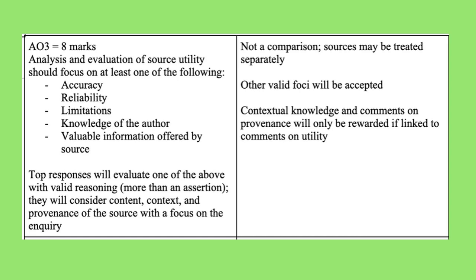In order to make that judgment, you might focus on one of these things: how accurate it might be, how reliable you think it is, any limitations, so things that it doesn't include or isn't really that helpful for, knowledge of the author which is given to you above the source, or valuable information offered by the source. If you can focus on maybe one or two of these to decide how useful the source is for your inquiry, it's a really easy way to score highly in AO3.